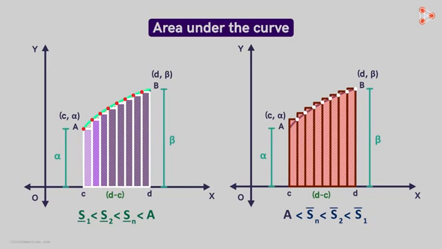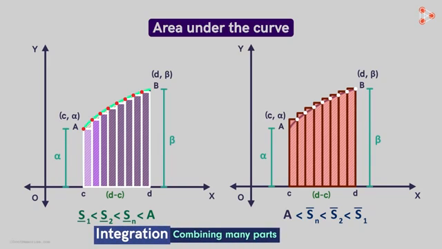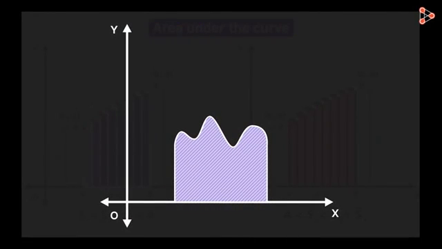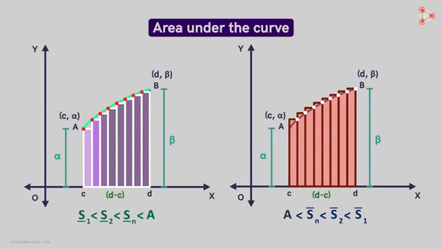This is the general approach to find the area. It's called integration. Integrating is nothing but combining one thing with another to form a whole. Using this method, we can find area under any curve. What we did here is that we first divided this interval into small parts. Then by taking the minimum and the maximum y value in each part, we calculated two approximate areas.